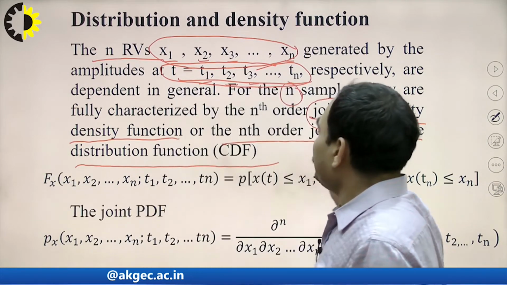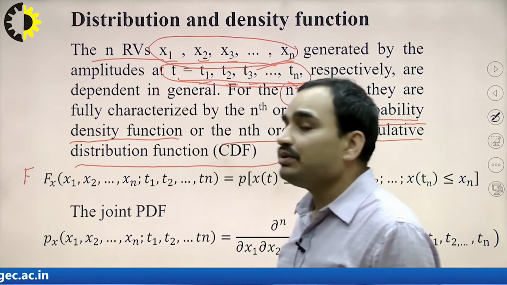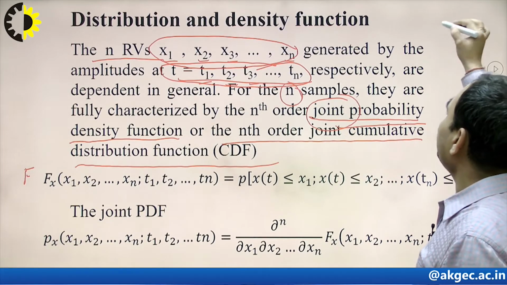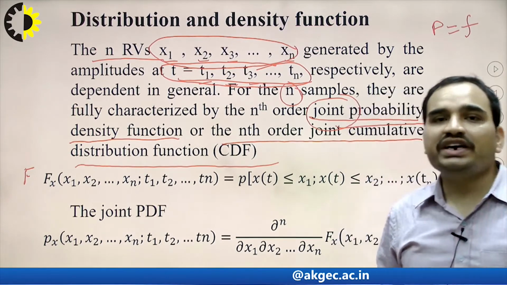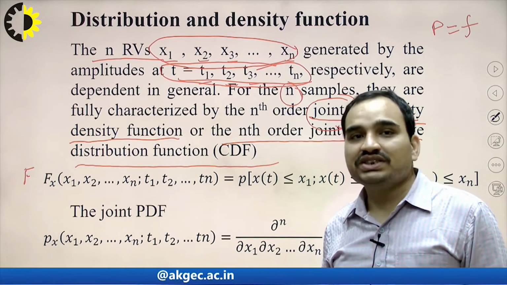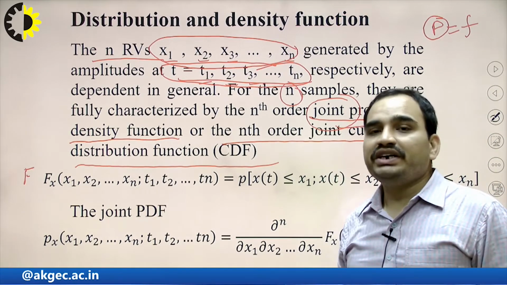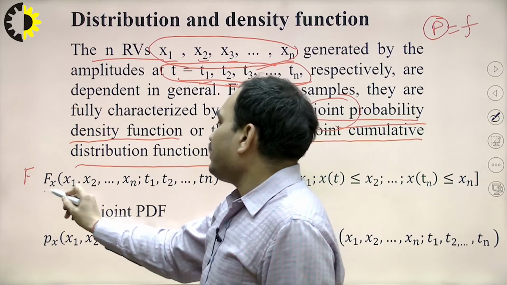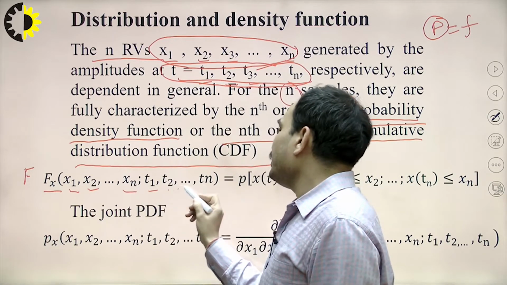We will denote the joint distribution or cumulative distribution function by capital F. Similarly, the joint probability density function we denote by small p, or we can use small f. In some books you will find small f for the joint probability density function, and in some books you will find small p. So we can write the distribution function as F of x1, x2 up to xn at different time instants t1, t2 up to tn.